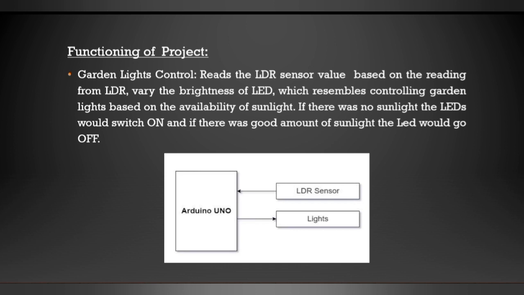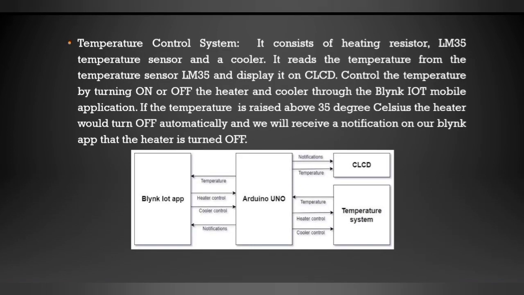Garden light control. In our IoT home automation system, we included the controlling of a garden light that functioned on the LDR sensor, and the intensity of light depended on the amount of sunlight received. If there was no sunlight, the LED would switch on, and if there was a good amount of sunlight, the LED will go off.